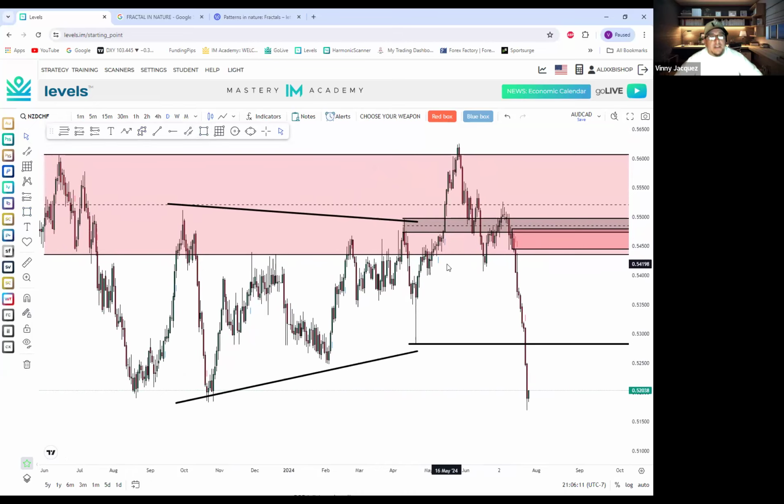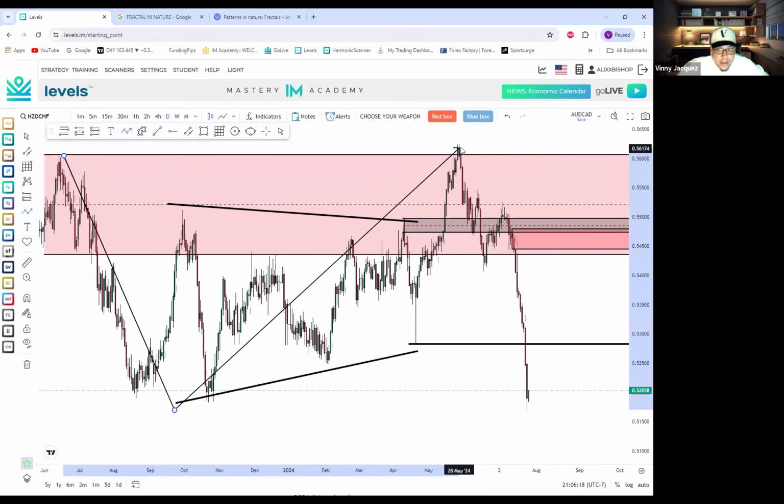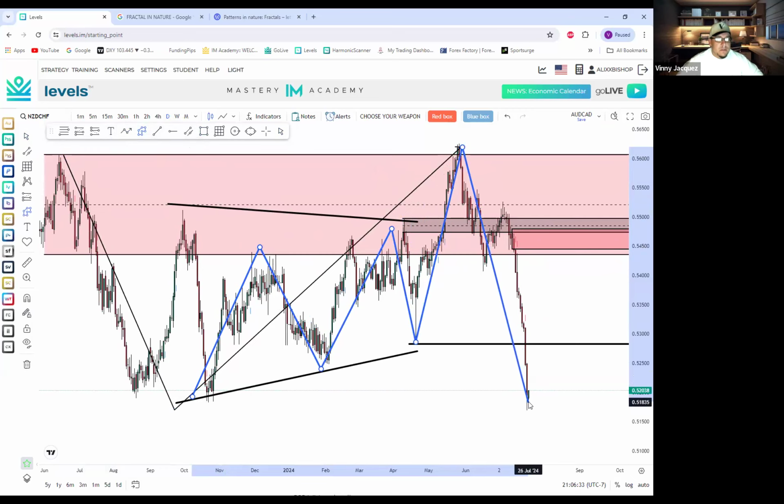And again, look at this. This is literally a lower low, lower high, higher time frame structure. But look at this lower time frame structure. Look at the lower time frame. Can you see that, guys? Give me a 1 if you guys can see this.